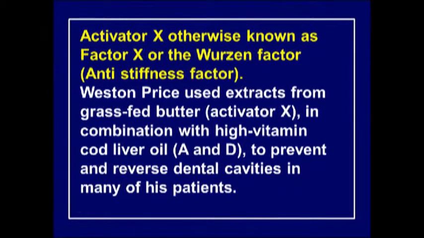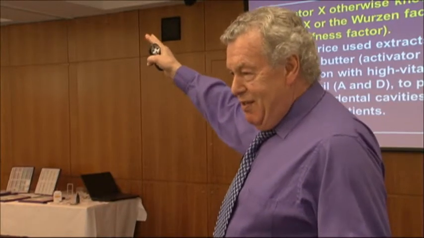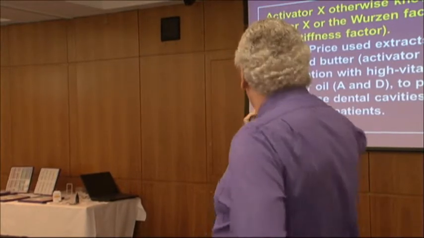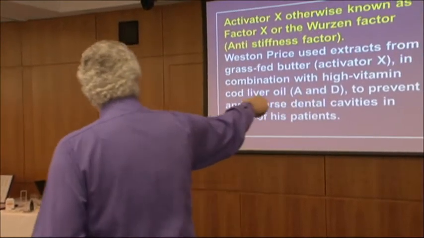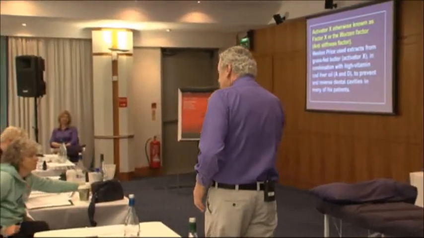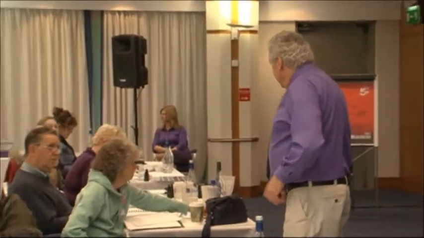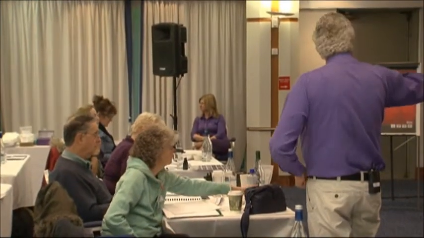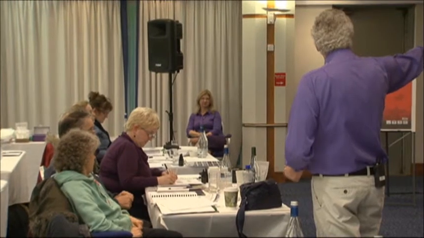Now, it's also known, activator X, as the Wurzen factor. I thought it was Wurzel factor when I first read about it. It's known as the anti-stiffness factor. And what this means is you need to get the calcium out of the tissues and into the cells where it belongs. So, Sue, you didn't actually show to this, but you've got the stiff factor. And this was the first thing that they looked at, called the Wurzen factor, or anti-stiffness factor.